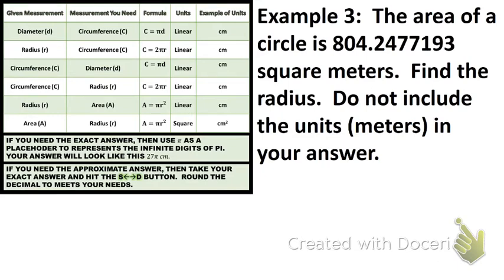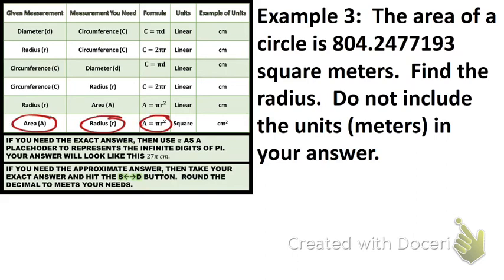On this final example, they say the area of a circle is 804.2477193 square meters. Notice it's area, so the units are squared. How many squares does it take to cover this circle is what they're telling us. Find the radius. So we are looking for the radius, and we know the area. Our known measurement is the area. The one we need is the radius.